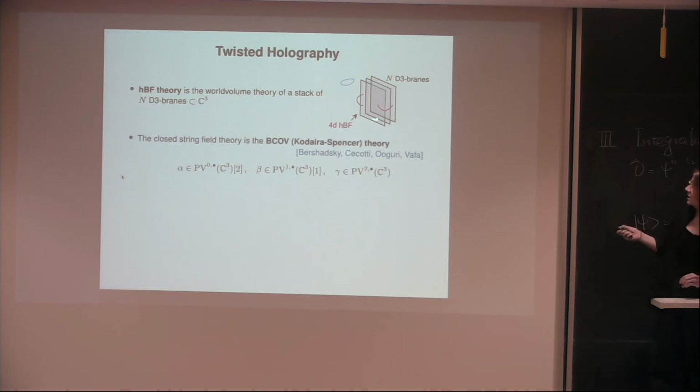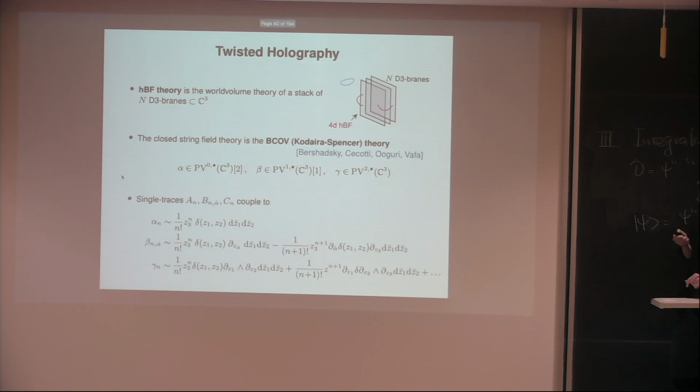Okay, so the topological B model has a nice closed string field theory, which is called the Kodaira-Spencer theory or BCOV theory. So the fields are polyvector fields. These are anti-holomorphic forms valued in vector fields. So we can try to match this cohomology that we computed with the polyvector fields of the B model. Okay, so let's, for example, look at this one.